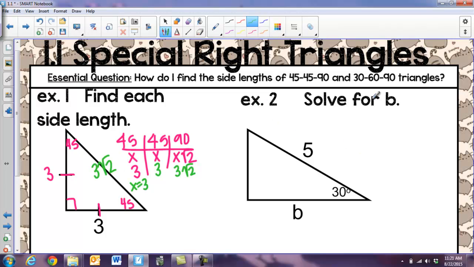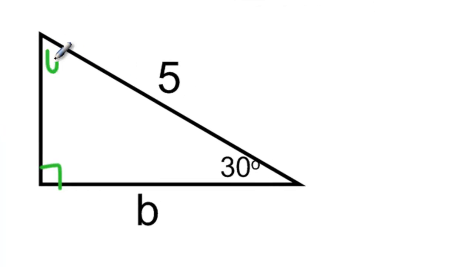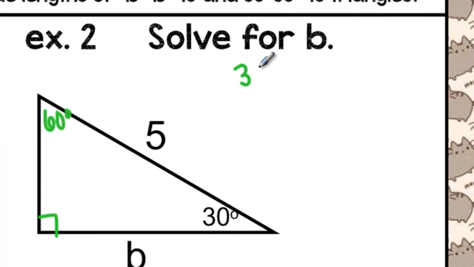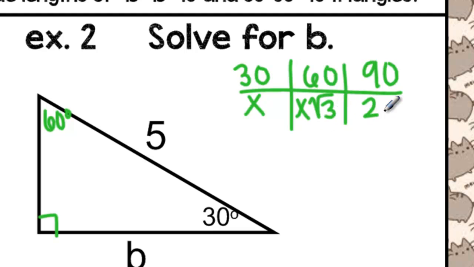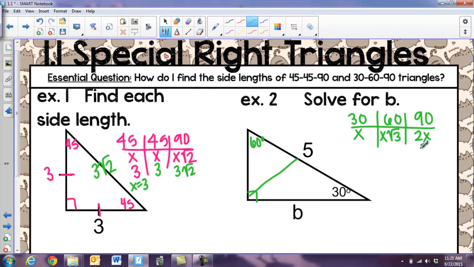So on example 2, they want me to solve for b. They've given me this picture. Again, we hate making assumptions, but this one didn't give me a right angle in the corner. But we know that this angle is 30. So if you know that angle's 30, this one must be 60. Therefore, we have a 30, 60, 90 triangle. Go ahead and fill in what you know. Your x is opposite the 30, your x root 3 is opposite the 60, and 2x is opposite the 90. Look at your picture, and you see that the number we know is opposite the 90, so I'm going to put a 5 under that.